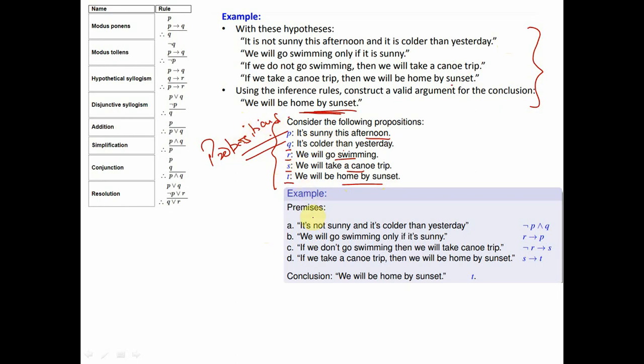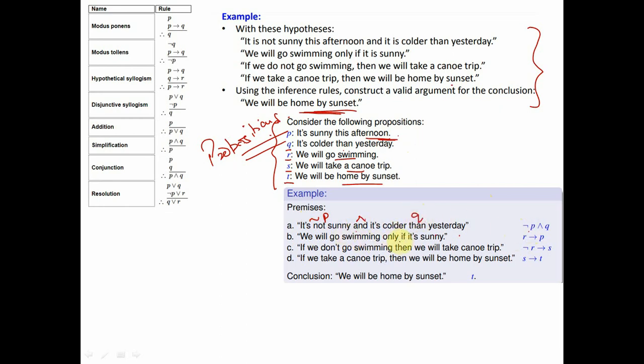So it is not sunny and it is colder than yesterday. It is not sunny. P says it is sunny, so it is not sunny says negation of P. And it is colder than yesterday is Q. So this is my first premise.